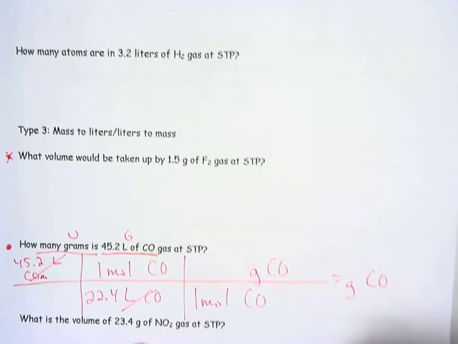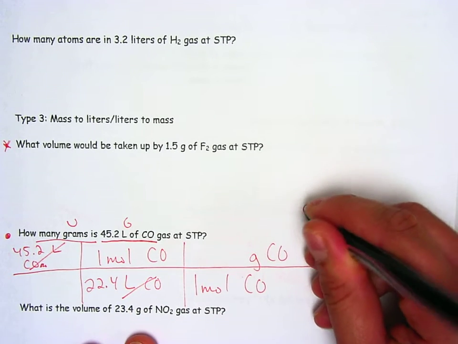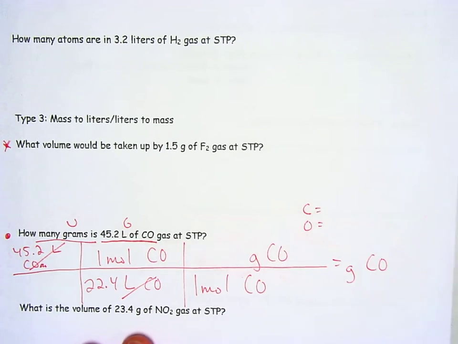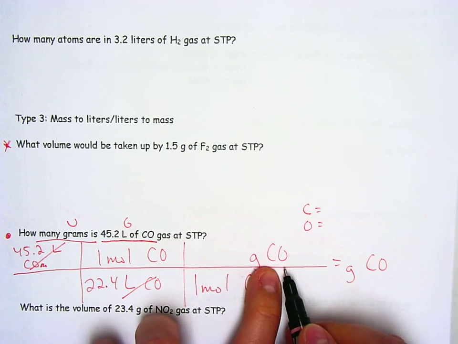This is where we have to split apart your compound into its elements. We have carbon, we have oxygen. No subscript, so I have 1 of each.